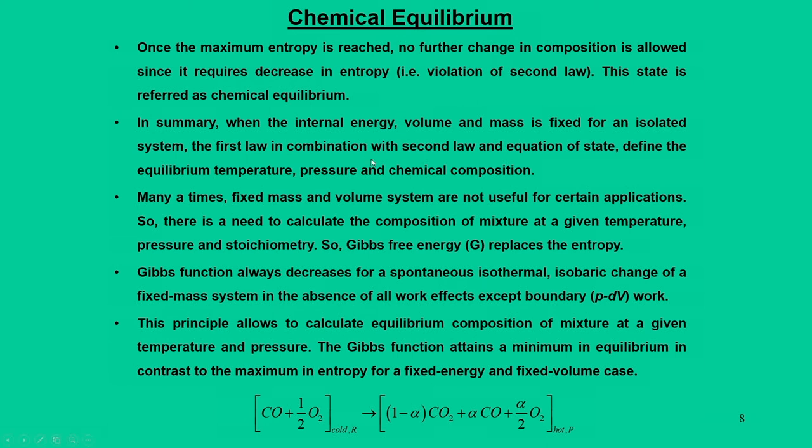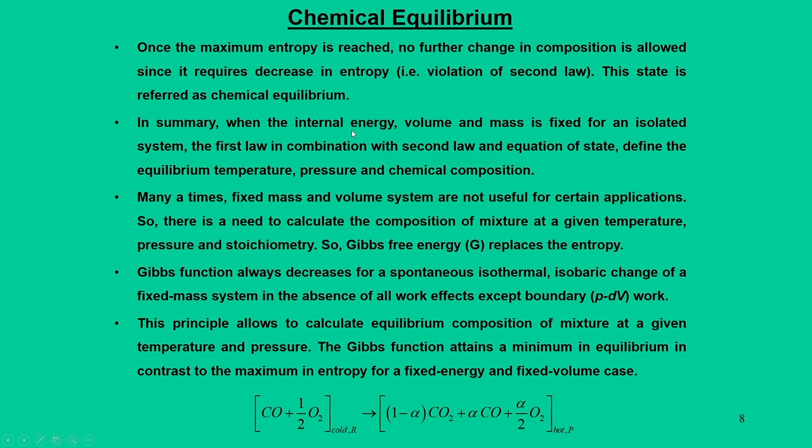So, if we summarize what we have learned so far about chemical equilibrium, we can write it down like this. First, once the maximum entropy condition is reached, no further change of composition is allowed, since it requires a decrease of entropy. This is referred to as the chemical equilibrium. In other words, the chemical reaction should proceed in the direction of increasing entropy.